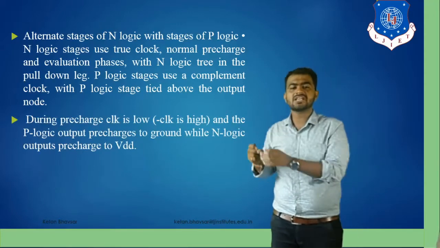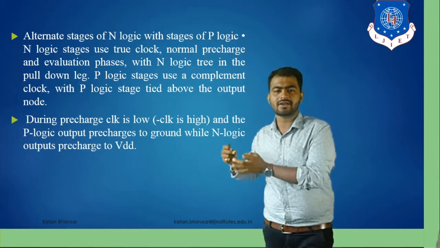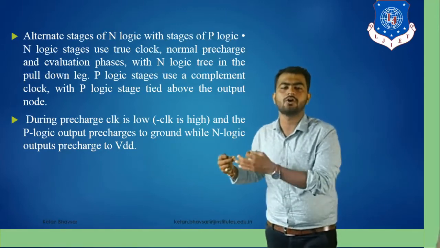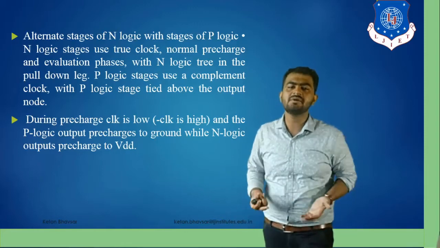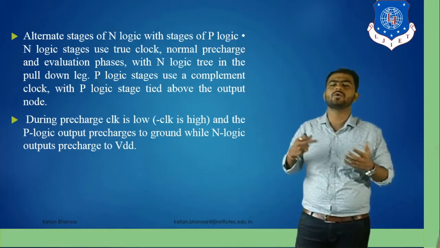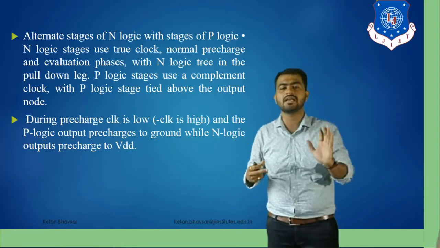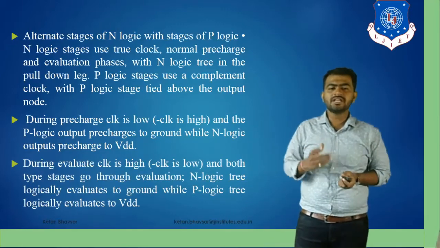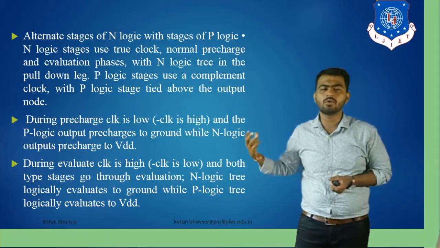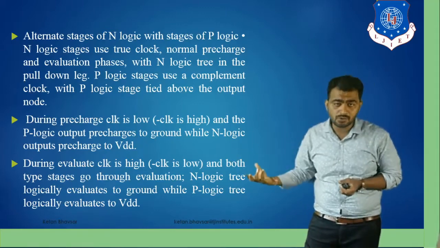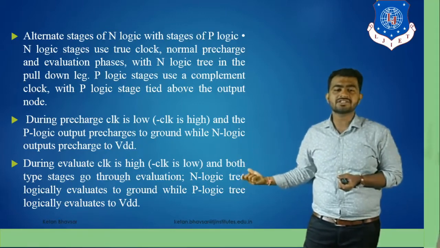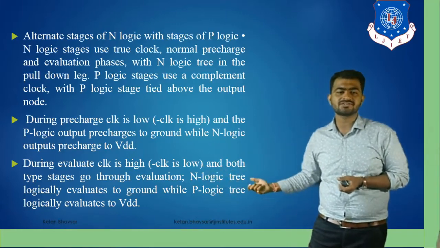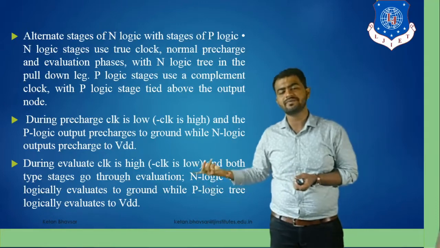So during the discharge, when the clock is low or clock is high, the P logic output discharges to ground, while the AND logic output discharges to VDD. Ultimately, when your clock pulse is going high to low, low to high, one logic family can turn on and turn off. So during the evolution, the clock is high. Both types of stage go through the evolution process, and the AND logic tree logically evolves to the ground, while the P logic tree logically evolves to VDD.